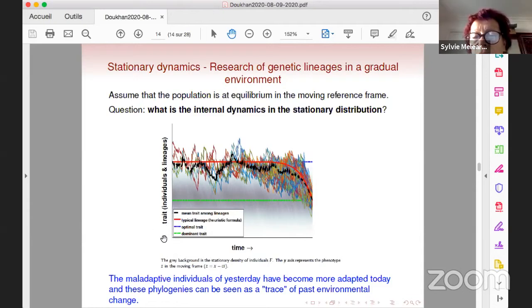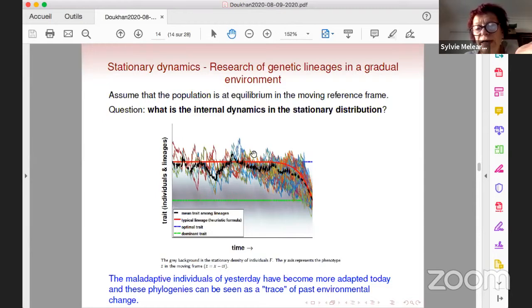And now we consider this observation time, capital T. And since we have simulated all the individual trajectories, we are able, from the individuals living at time t, to observe what is the trait history of this individual.